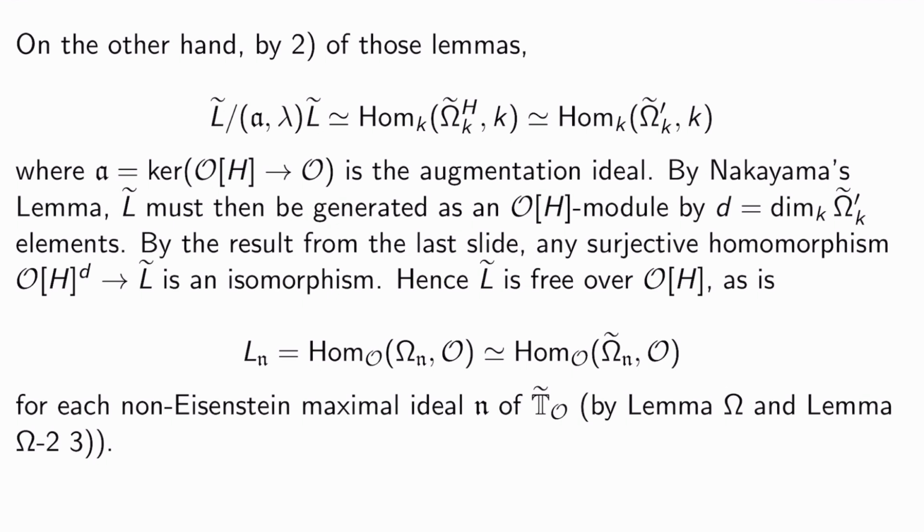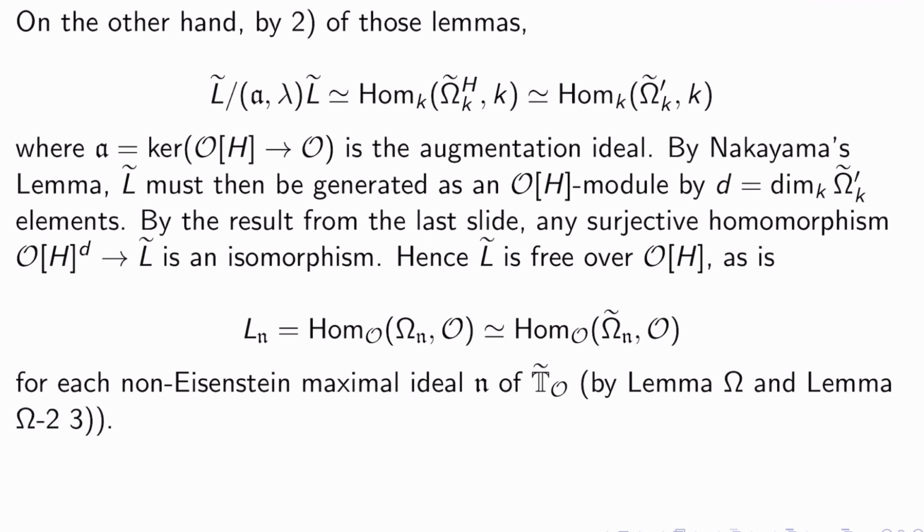Okay, but then it also tells you that, let's say, L sub frac n, which is O homomorphisms from omega sub frac n to O, is isomorphic to O homomorphisms from omega tilde sub frac n to O. Like all of these, they're all isomorphic. These all have to also be free over O bracket H, for each non-Eisenstein maximal ideal frac n of T tilde sub O. This is by lemma omega and lemma omega dash 2 part 3. Okay, so we're using a bunch of different parts of those lemmas on differentials.